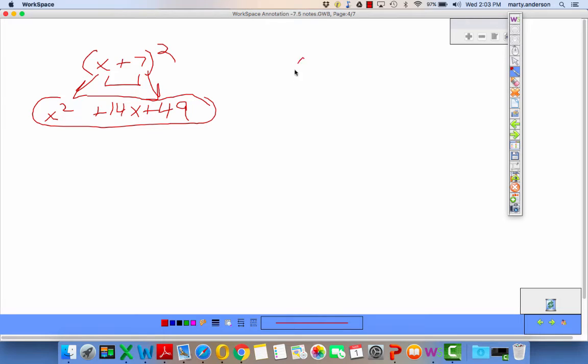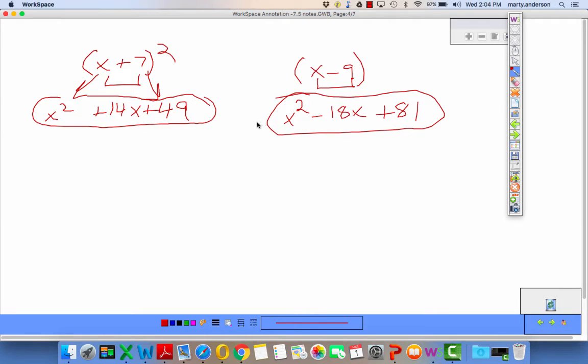What happens with a minus? X minus, let's do 9. Square the first term, square the last term, multiply them together, minus 9x, double it, minus 18x. Every time, there's a relationship.